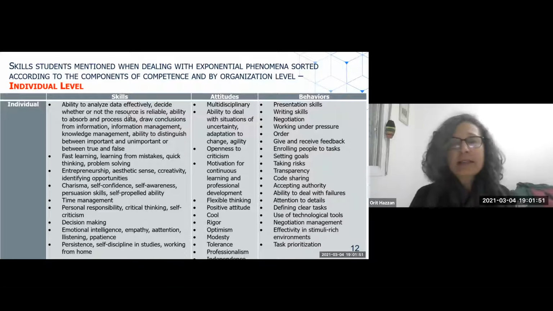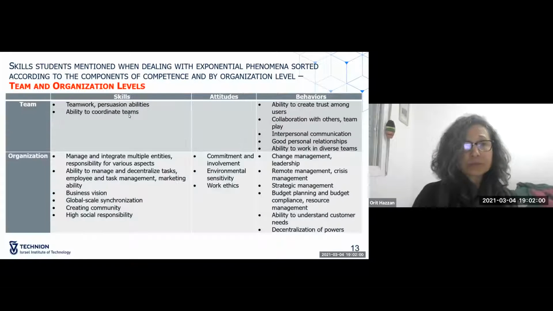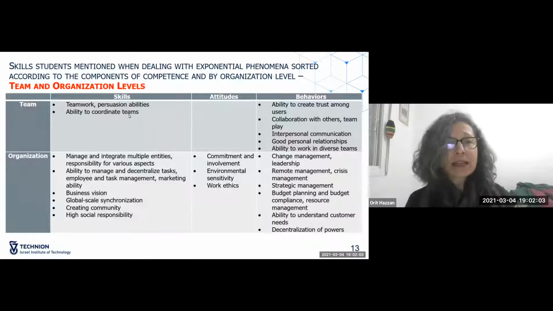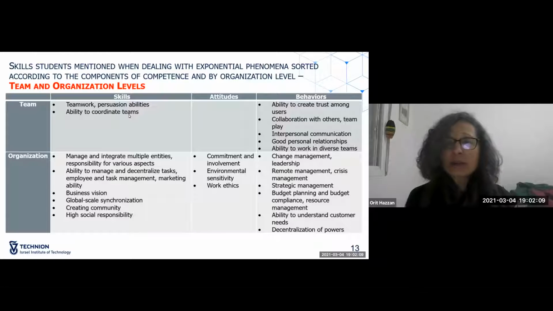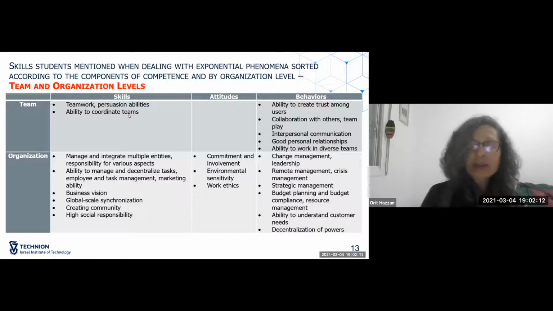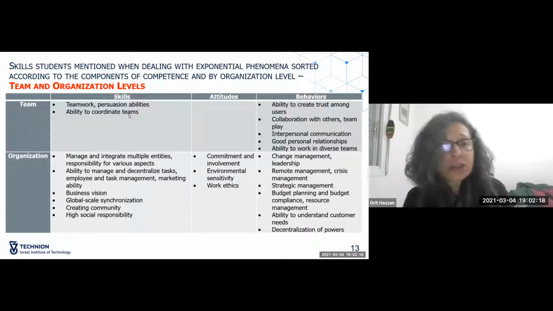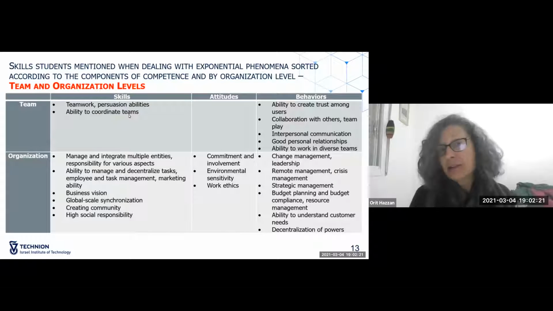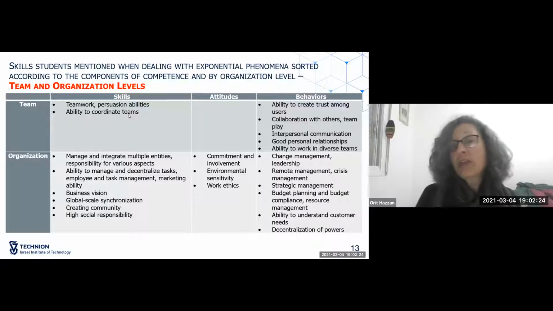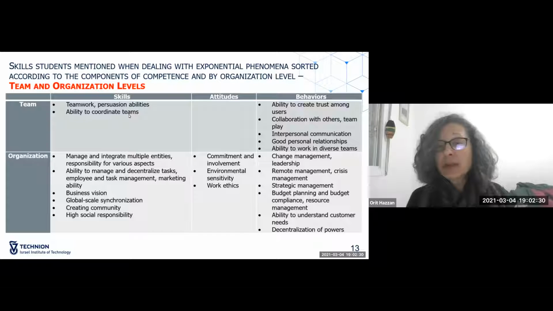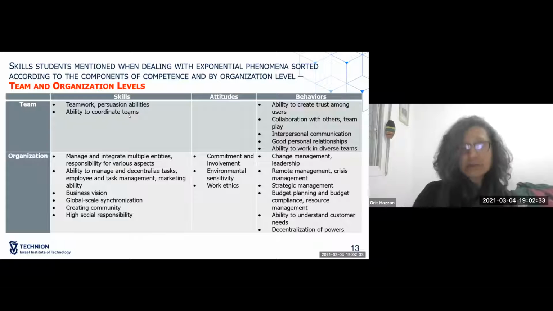Attitudes, for example, they mentioned openness to criticism, and behavior, they say, for example, taking risks, transparency, and code sharing. On the team level, they mentioned the following skills: teamwork, ability to coordinate teams; behaviors, ability to create trust among users, and more. On the organization level, they mentioned the skills, for example, business vision, global scale synchronization, and creating community. Attitudes, commitment and involvement in work ethics, and behaviors on the organization level were strategic management and ability to understand customer needs.